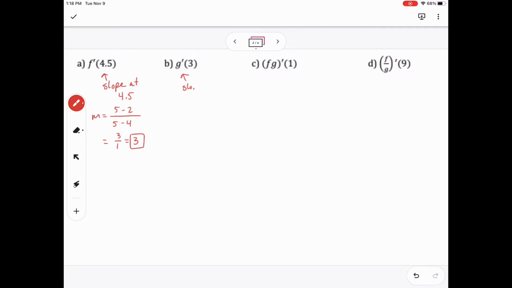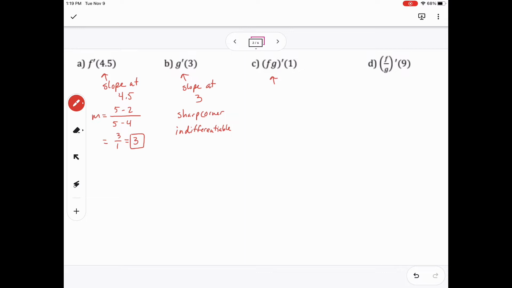At letter B, looking at the slope at 3 for the function g. Now here, this point makes a sharp corner on the graph, so that means it's not differentiable at that point.